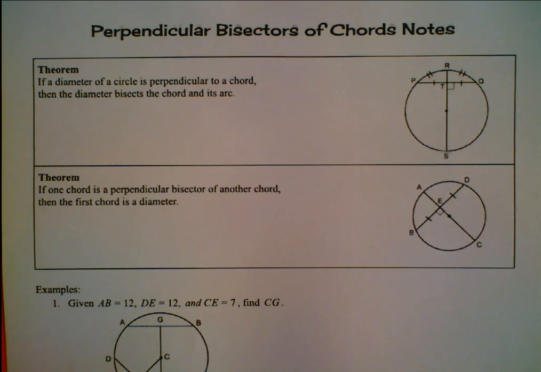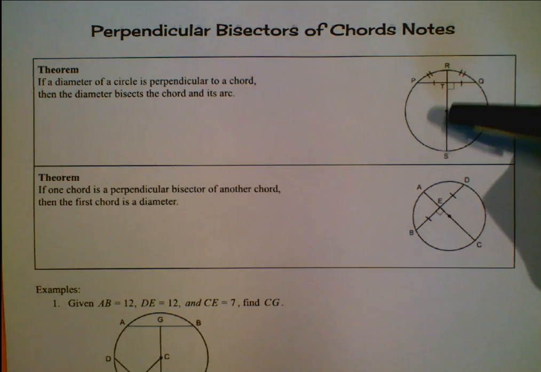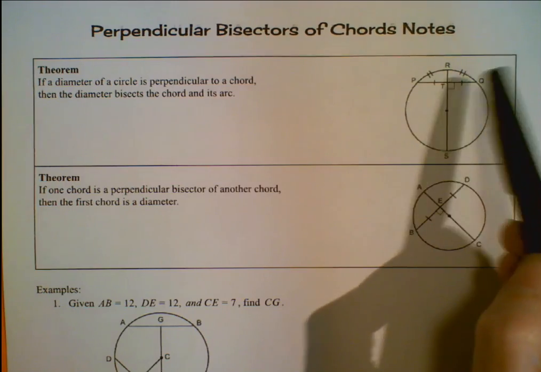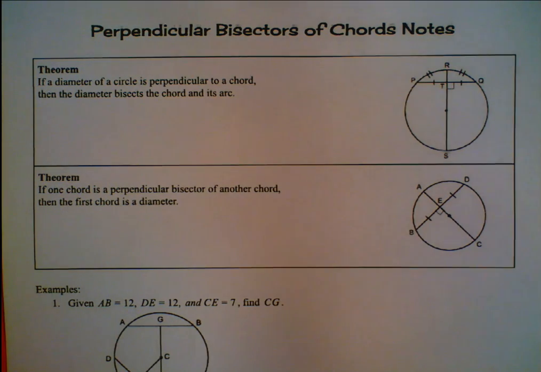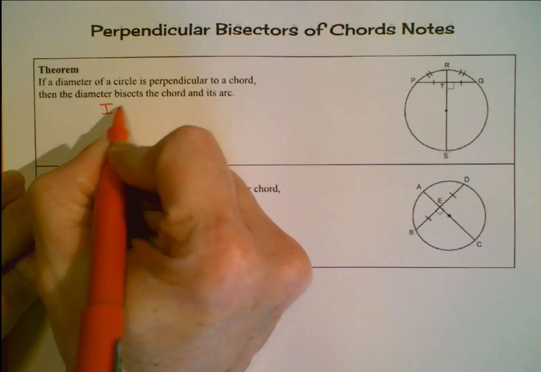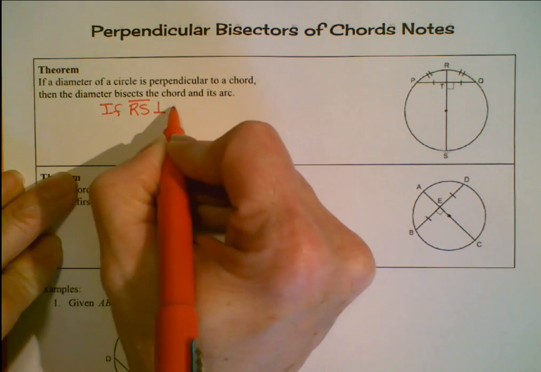So we have 2 theorems that we're looking at today related to chords in a circle. The first: if the diameter of a circle is perpendicular to a chord, and in this case we can see the diameter of the circle RS, we know it's a diameter because it passes through the center, is perpendicular to the chord PQ. Then the diameter bisects the chord and its arc.